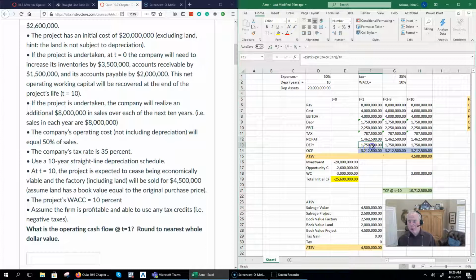And then to calculate the operating cash flow, because nobody actually writes a check to Mr. and Mrs. Depreciation, we're going to add that depreciation charge of $1.75 million back to arrive at our operating cash flow for the first year.